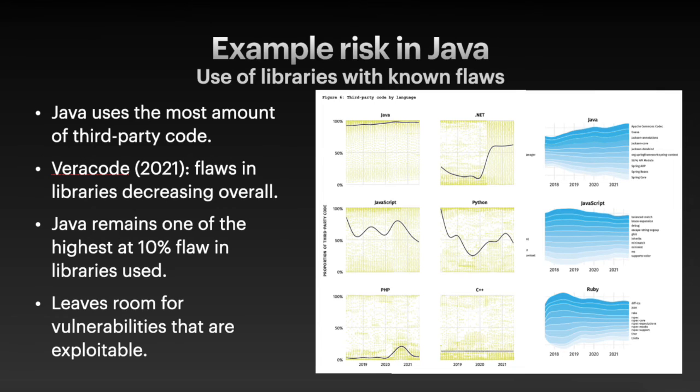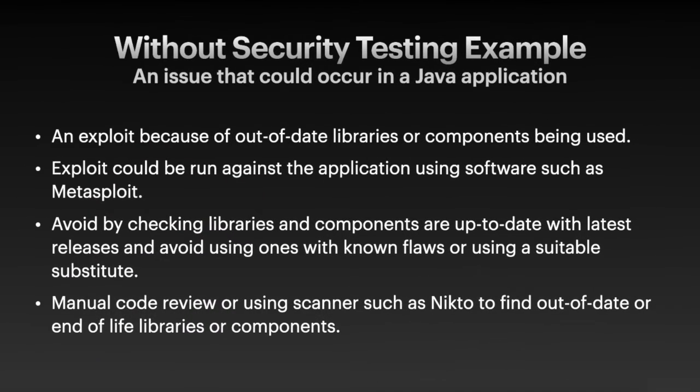As Java uses an extensive amount of libraries, this leaves room for a large amount of vulnerabilities that can be exploited. An issue that can occur here is if a library or component is being used in a Java application and is not up to date with the latest version, there might be an exploit for it. Finding a vulnerability for a library or component can be easily done using an internet search, but using software such as Metasploit will allow an attacker to search for an exploit for that version that they find in the application and then run it against the application.